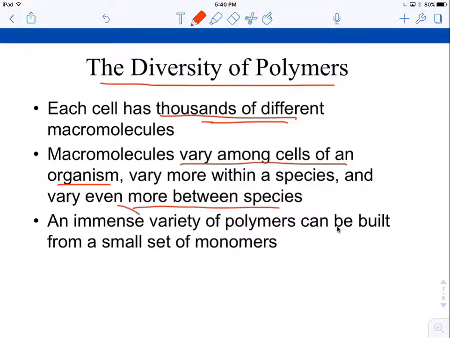And there's immense variety of polymers that can be built from a very small set of monomers. And you'll see this when we're looking at carbohydrates, proteins, DNA. The monomers, there's a very small number of monomers, but the number of polymers that can be built from them is literally infinite.